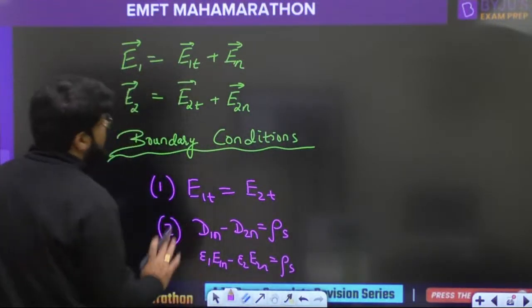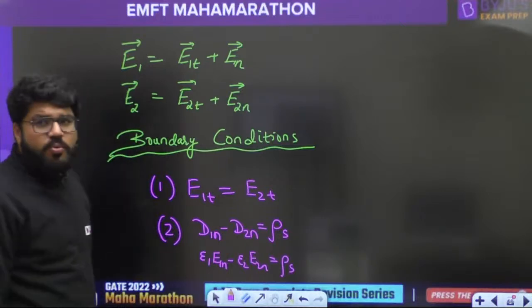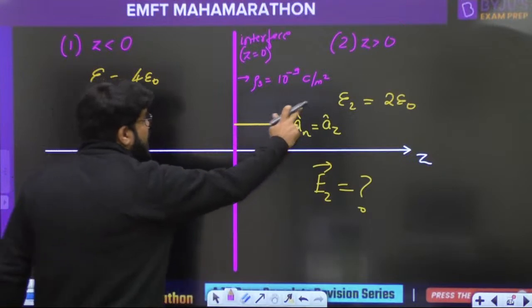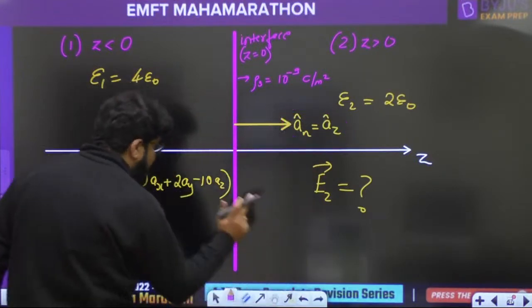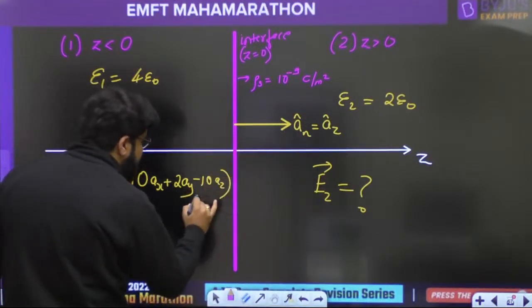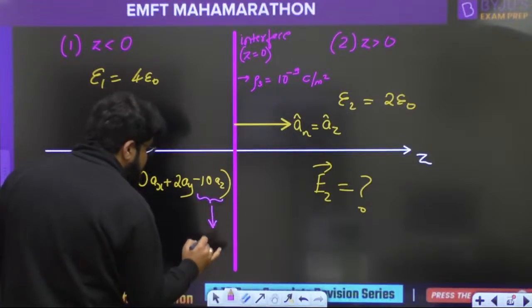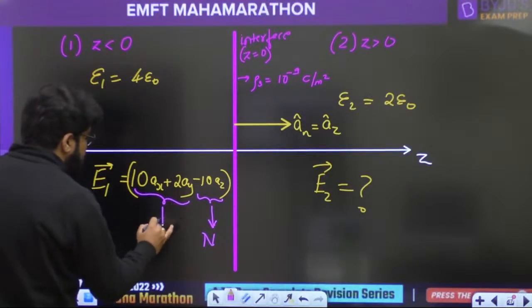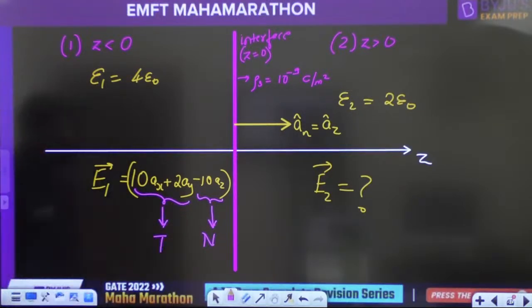Okay, so guys, these are the formulas to be applied. First we should know what the tangential component of the electric field is. What is the normal direction? The normal direction is z. This is known as the normal component, and anything perpendicular to the normal is known as the tangential component. So the normal component I will call minus 10 az.